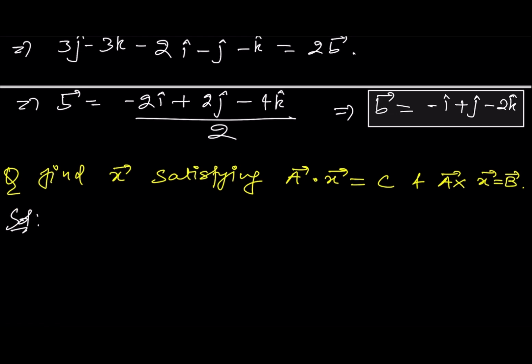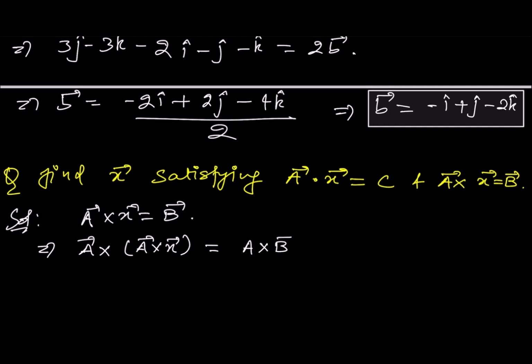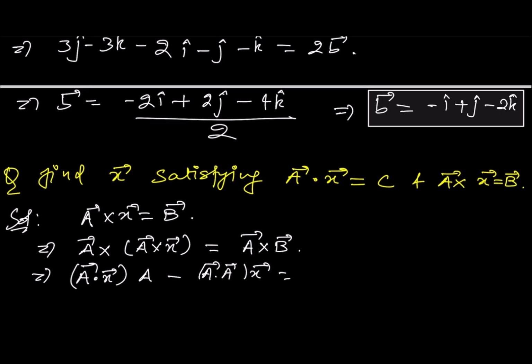I will use concept of vector equation. So as A vector cross x vector is equal to B vector, and I have to make A dot x. So how can I make A dot x? By using cross product with A vector and A cross x vector, I can make A dot x, right? So this will be like this, and it will become A dot x times A minus A dot A times x is equal to A cross B.